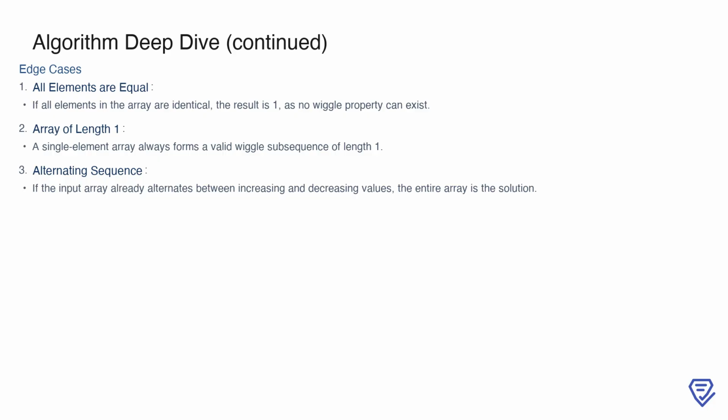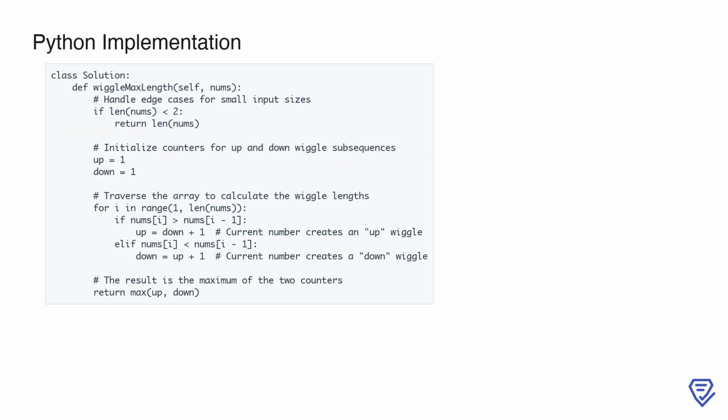Another interesting scenario is an array that already alternates between increasing and decreasing values. In this case, the entire array forms a valid wiggle subsequence, and its length is the solution. Addressing these edge cases ensures that our solution is robust and performs correctly for all possible inputs, regardless of their structure or size. The provided code solves the wiggle subsequence problem using an efficient greedy approach.